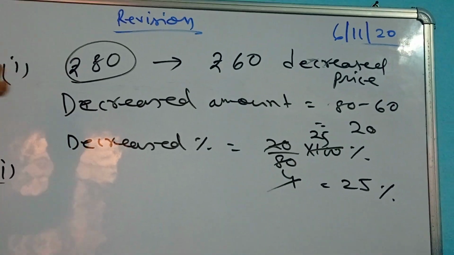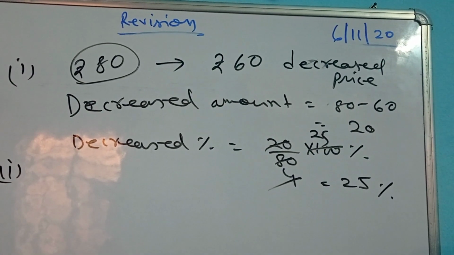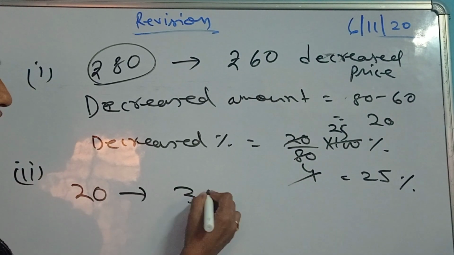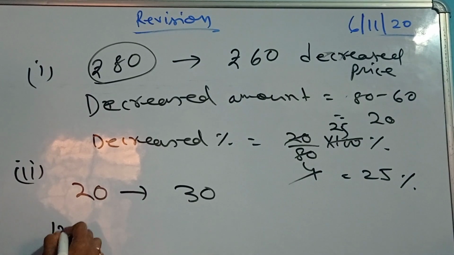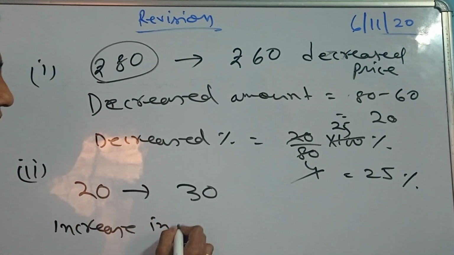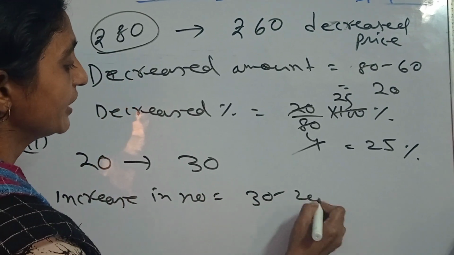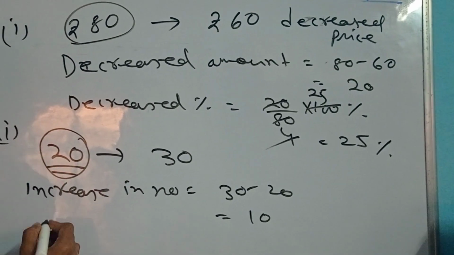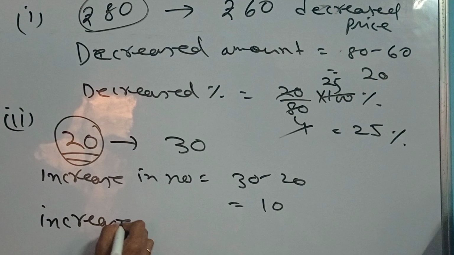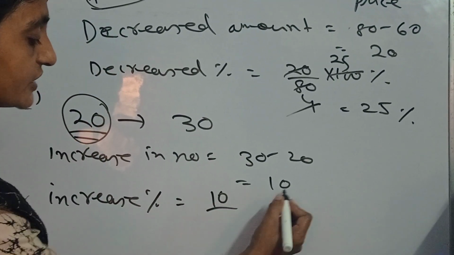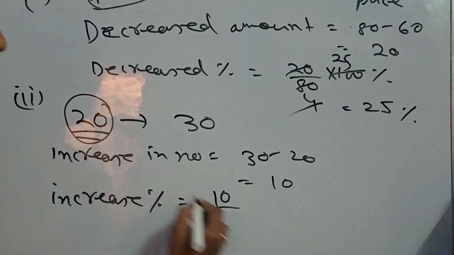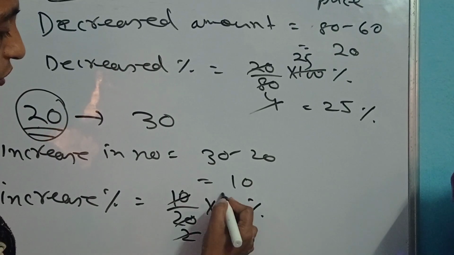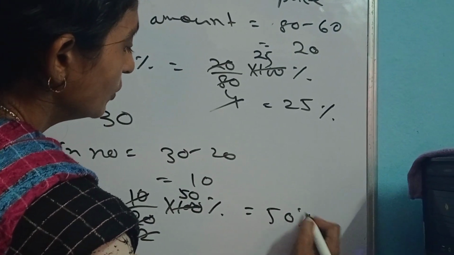In the second bit you have asked what is the increased percentage of marks from 20 to 30. So what is the change? From 20 it increased to 30. So the increase in number is equal to 30 minus 20, that is equal to 10. But on which number was it increased? It increased on 20. So increase percentage is equal to the increase amount by the initial number, that is 10 by 20 into 100%. So let's cancel, it is 2, so it will be 50. So your answer is equal to 50%.